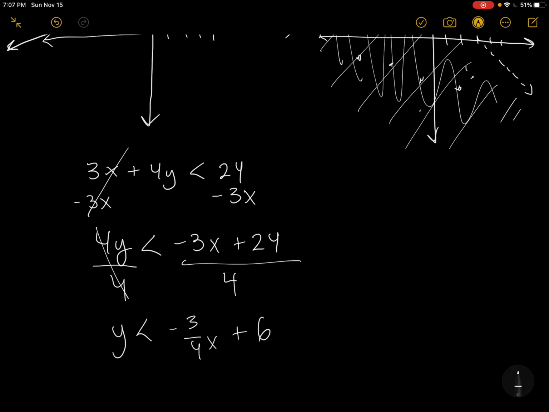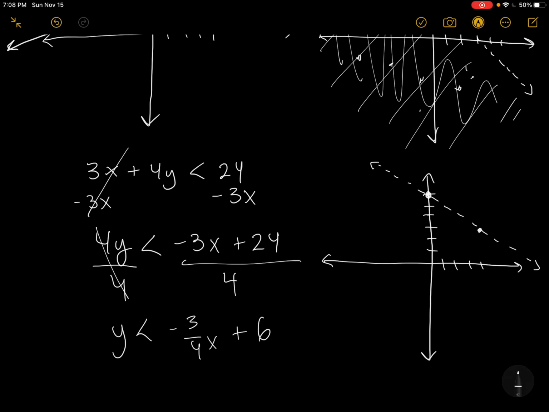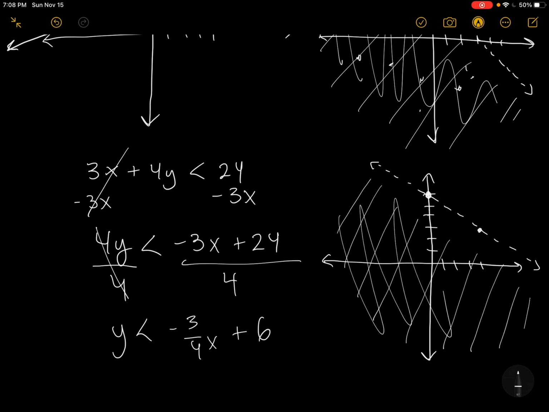Less than. Right, so my y-intercept is 6, down 3, 1, 2, 3, to the right 4. Is this a solid or a dashed line? It can't be equal to the line, right? So the line is just going to be a boundary. So I'll make it dashed. And then less than, I shade below, right? So all the right answers are this shaded area.